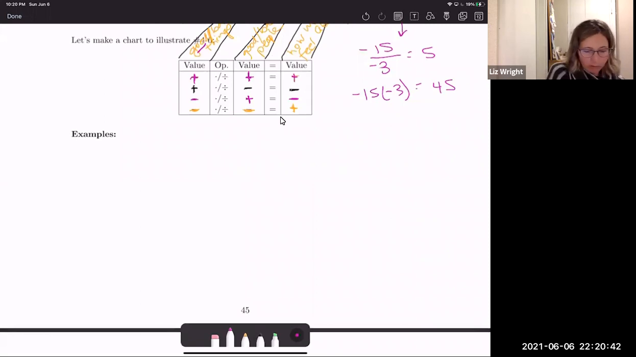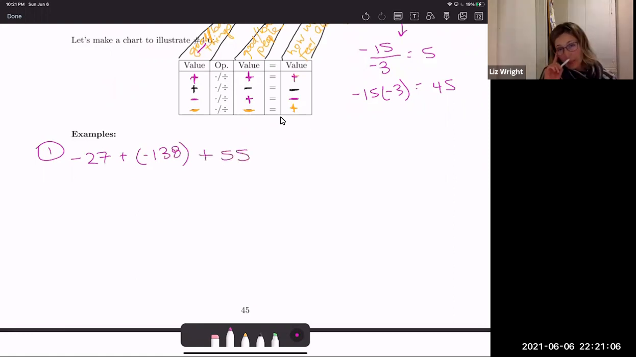First example, we've got, and by the way, if you run out of room, there's more room on the next page, on page 46, because we are going to do a bunch of examples. All right, number one, we're taking negative 27 and we're adding a negative 138, and then we're adding a 55.